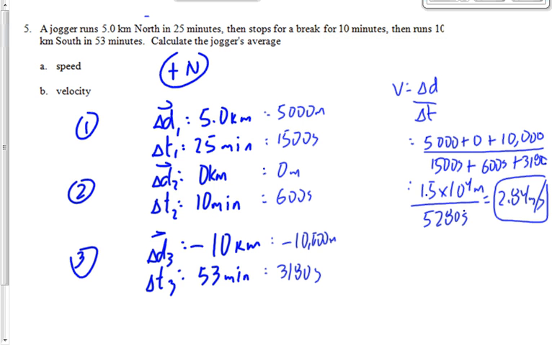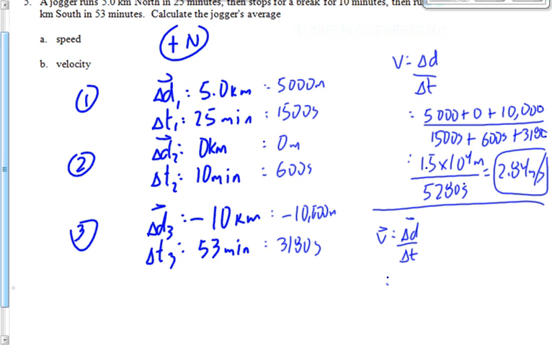Does that make sense? Distance over time, total distance over total time. Now, let's get the second one, B, the velocity. It's displacement over time. The displacement is 5,000. Notice we're adding these, right? Because these aren't positions. These aren't where the object is. These are how far the object has traveled. 5,000 meters plus 0 meters plus what? 10,000? Is that right?